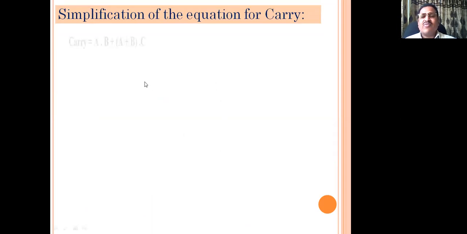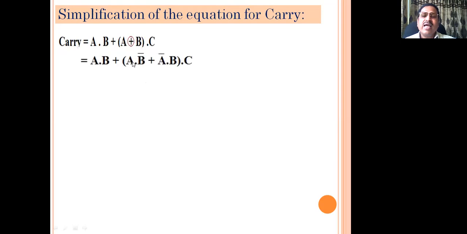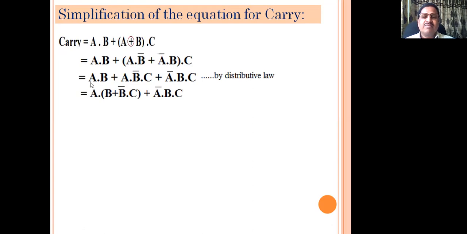We can also draw one more alternative logical construction for the full adder by simplifying the equation of carry. The equation for the carry obtained from the previous logical construction is carry equals A and B, or in brackets A XOR B and C. Since we know that A XOR B means what? A and B bar or A bar and B. Then again you can simplify that by using the distributive law. The first term remains A and B, or then A and B bar and C, or A bar and B and C, right? Then you can take A as common from the first two terms in brackets, B or B bar C. The last term remains A bar and B and C as it is.